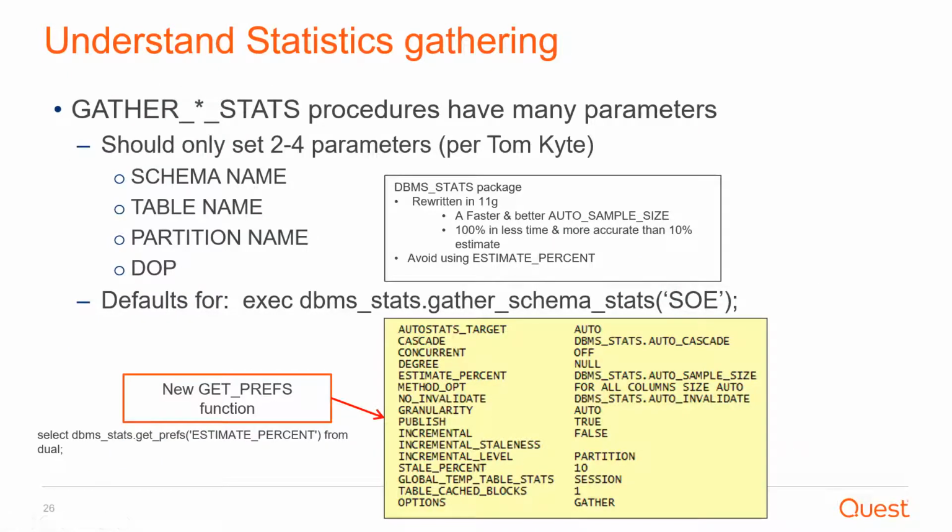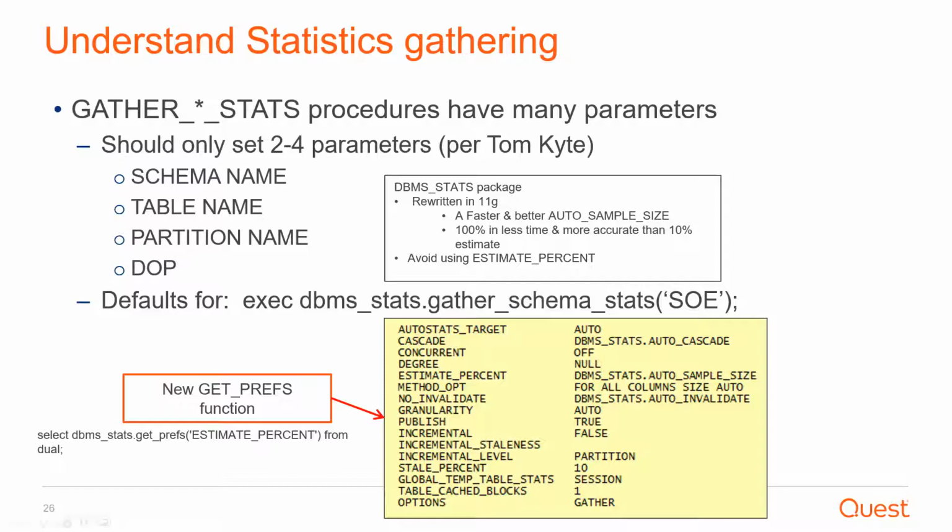Okay. Understand your statistics gathering. This is important, and this is from Tom Kyte, and it has been a while because DBMS stats was rewritten in 11G. You should only be using 2 to 4 parameters per Tom Kyte. That is the schema name, table name, partition name, and degree of parallelism. Because in 11G they rewrote it, auto sample size is 100%, does 100% of the table in less time and is more accurate than a 10% estimate. So avoid using estimate percent.